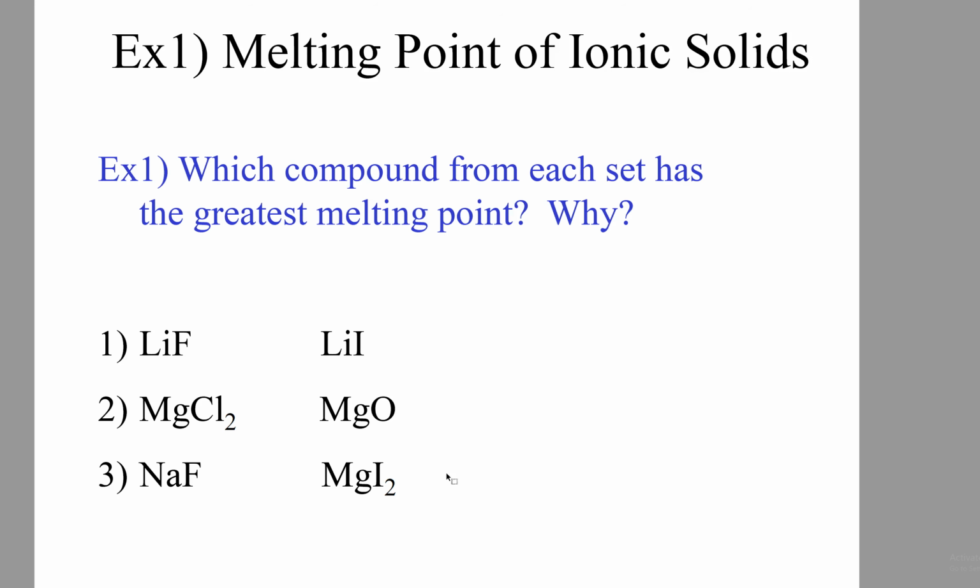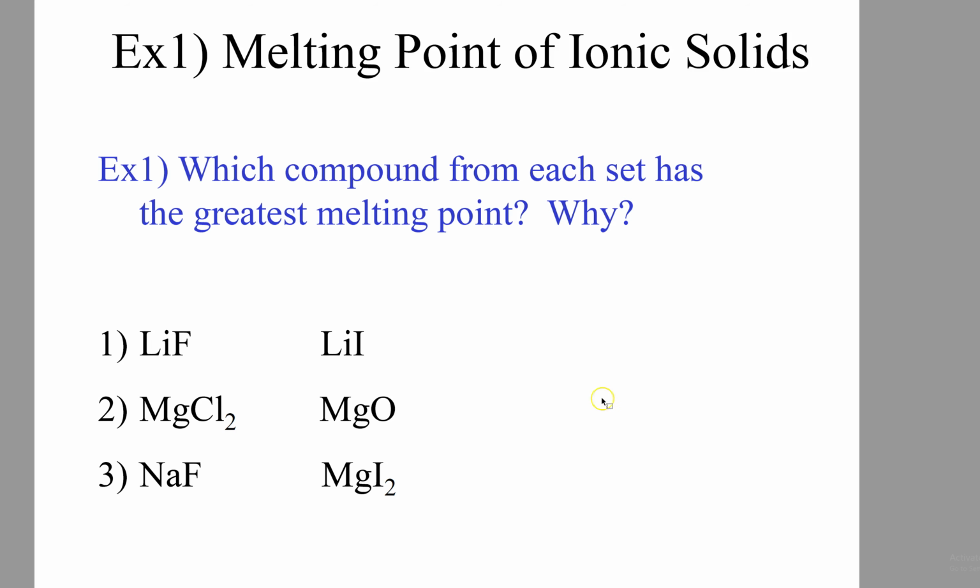Alright, so here's a classic example of melting points of ionic solids specifically. The question is, which compound from each set has the greatest melting point and why? If I were to ask you between LiF and LiI, why would LiF have a greater melting point than LiI? The big question is why, and how do we go about explaining that?